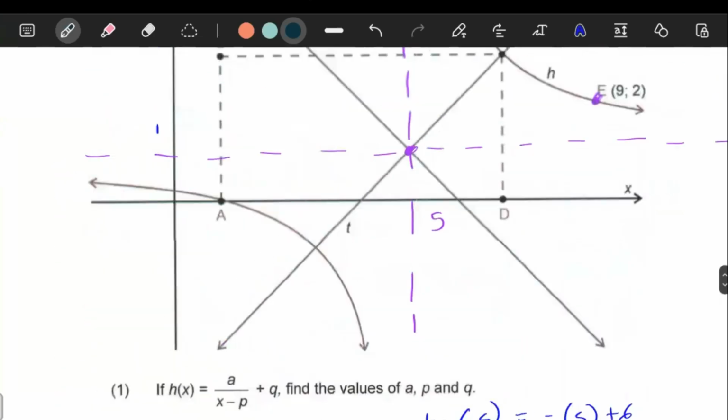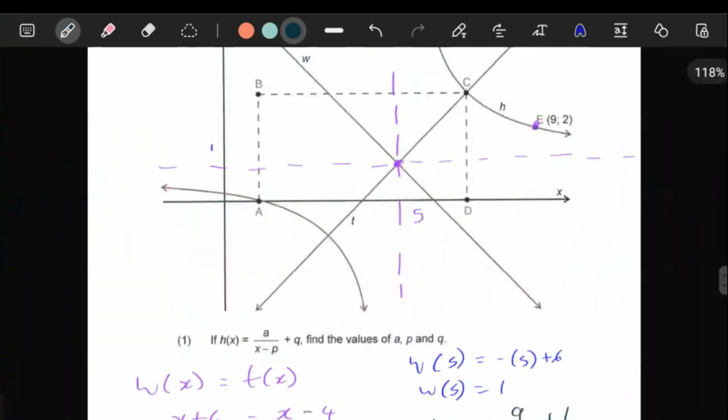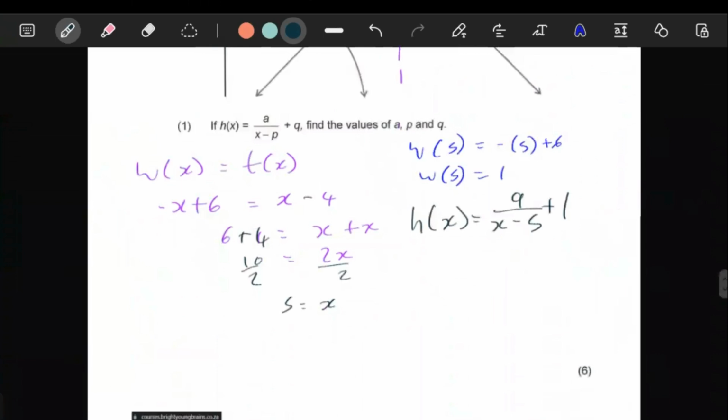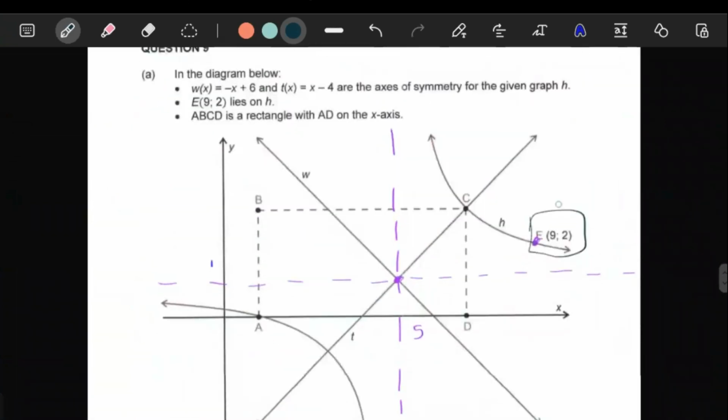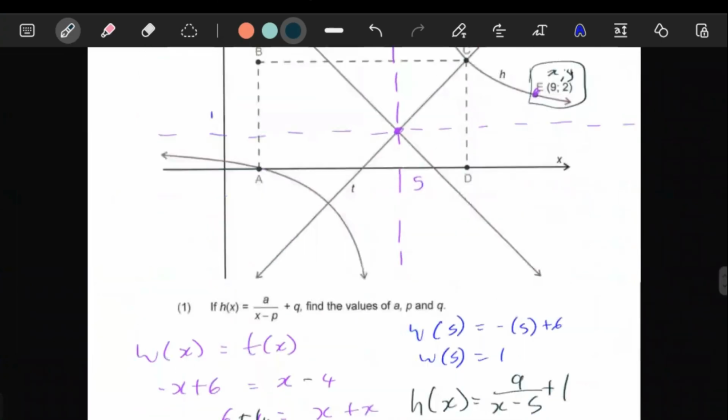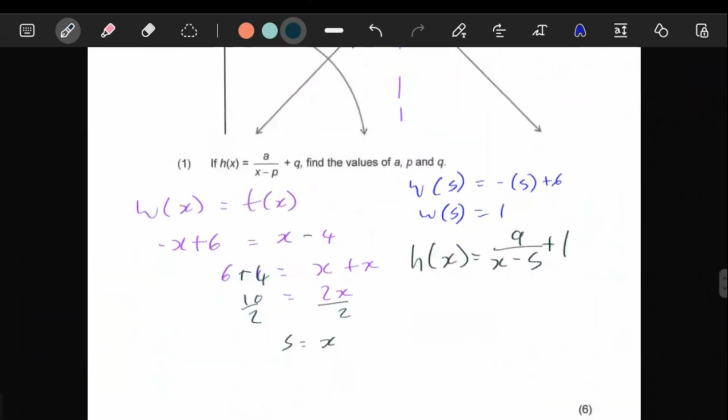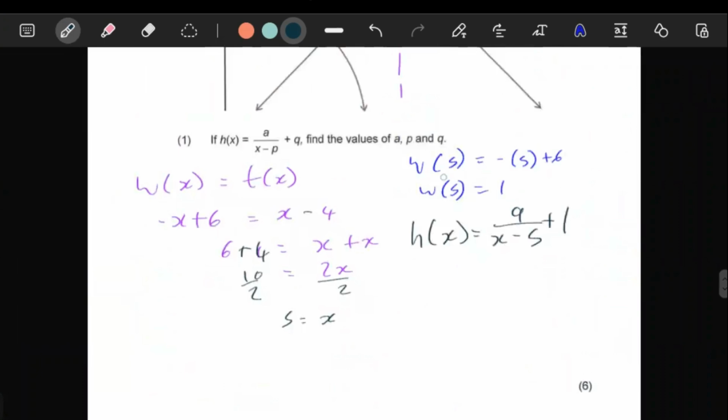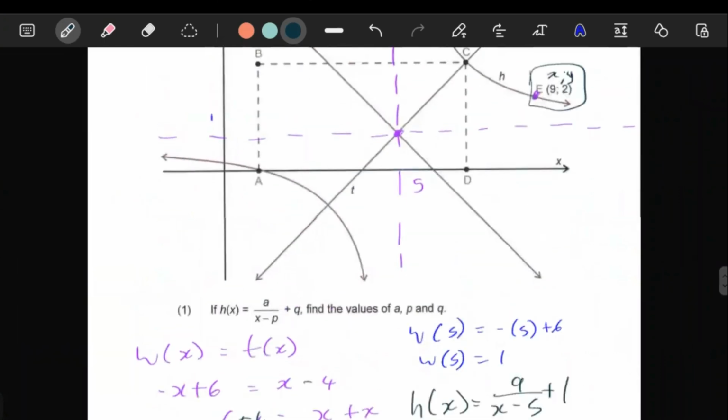So this is what we have. To get A, we need a coordinate that the graph passes through. Fortunately, we have it here, E. So we didn't have to look far. We can throw this as the x value and this as the y value. The y value here is a 2, and the x value there is a 9.